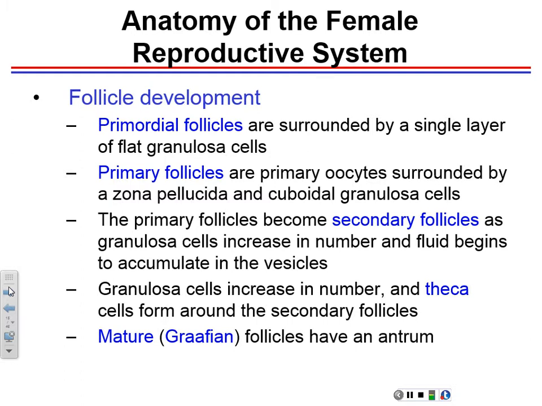Okay, so the primary oocyte plus one layer of flat cells like this, and the egg cell is in the middle. That's what is called the primordial follicle. So now it's the development of the follicle, that's what I'm focusing on. Then those cells will become cube. They start to grow. They become cube granulosa cells. Then it's now the primary follicle.